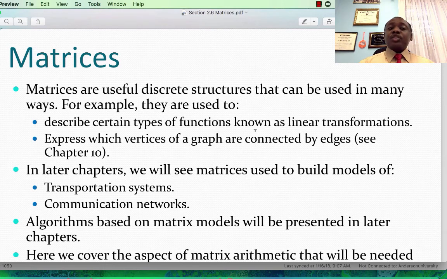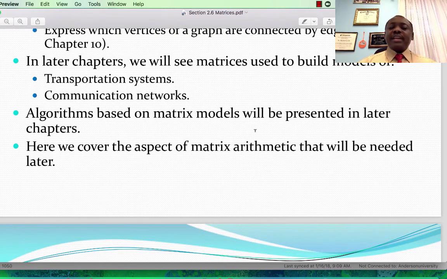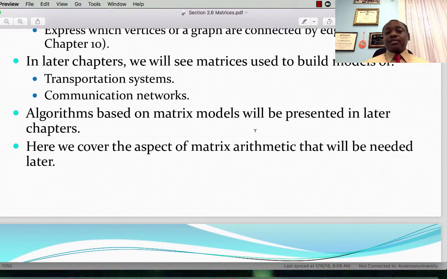In later chapters, we will see matrices used to build models of transportation systems and communication networks. Algorithms based on matrix models will be presented in later chapters. So in this section, we will cover the aspects of matrix arithmetic that will be needed later. For example, we will look at what it means for two matrices to be equal, adding two matrices, scalar multiplication of a matrix, and multiplication of a matrix, and then, of course, the 0-1 matrices.